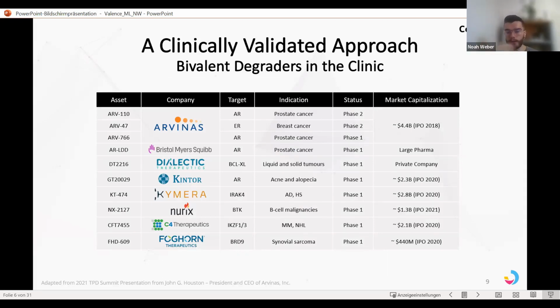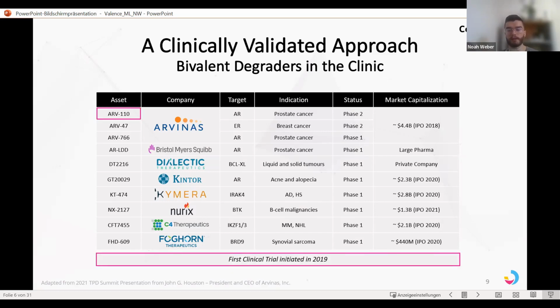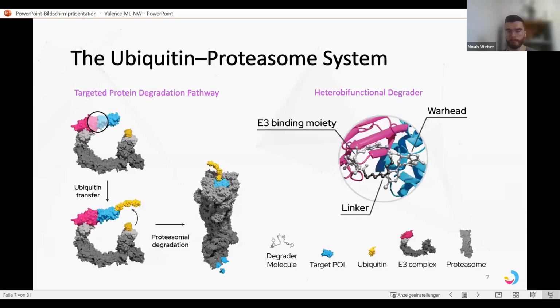I said this is a super growing field, and that just showcases the number of bivalent degraders in the clinic. So a lot of companies have been working on it for years and years now, using mostly non-computational approaches in order to get these degraders to the clinic. And we know first clinical trials have already been initiated in 2019. A lot of these companies are also public, but it just showcases that the field is growing. And another great indicator is the number of publications. When you look at it, it's essentially exponentially growing in the last years.